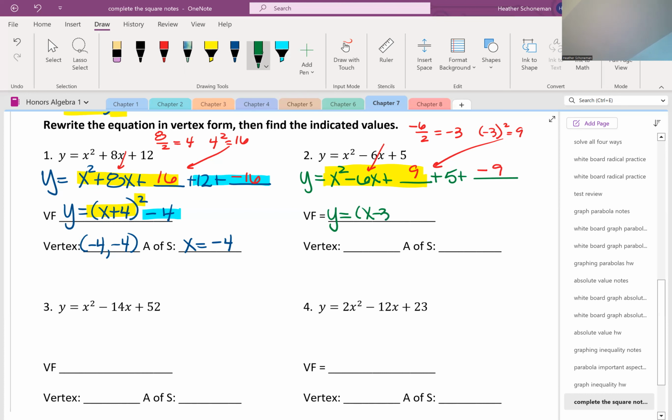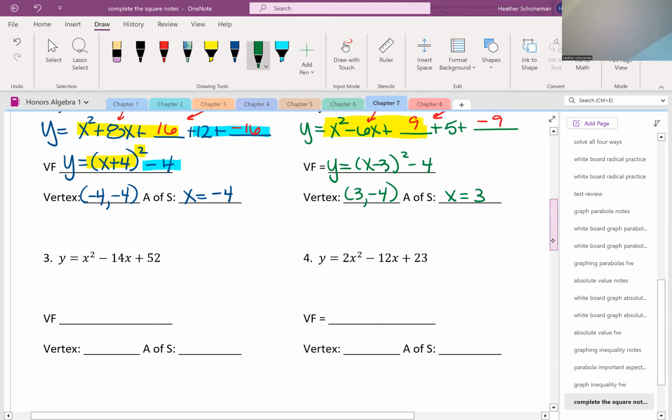So I can write x minus 3 squared. But remember, half of -6 is -3. I didn't have to think that hard to get those numbers. 5 and -9 is -4. So my vertex is 3, -4. My axis of symmetry is x equals 3.